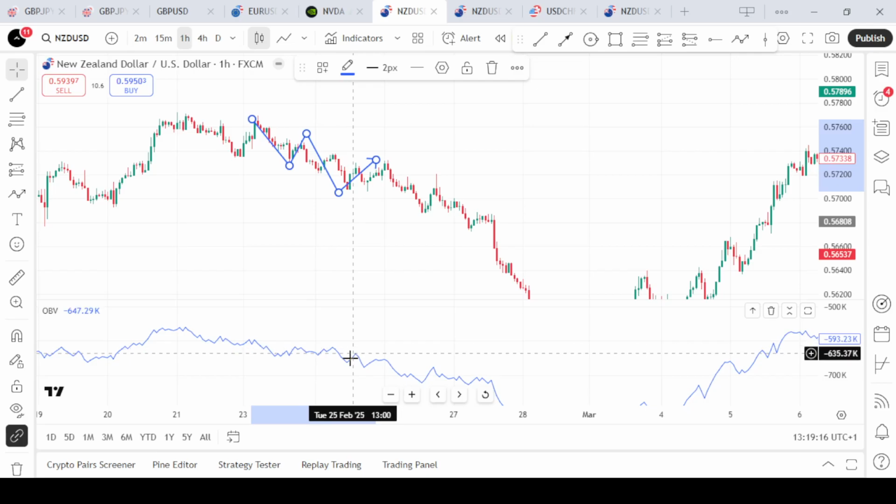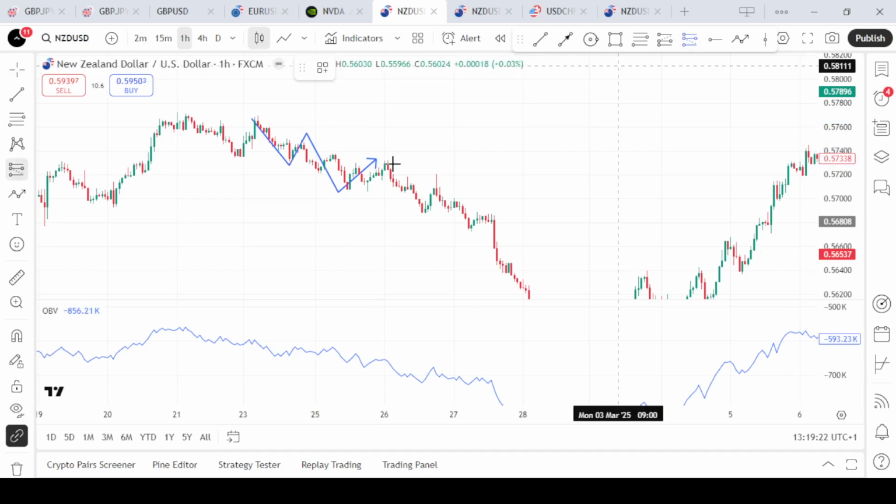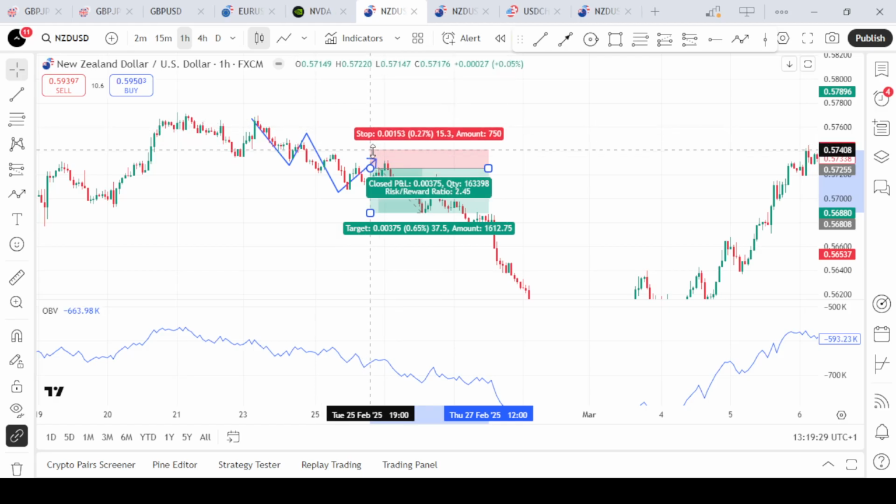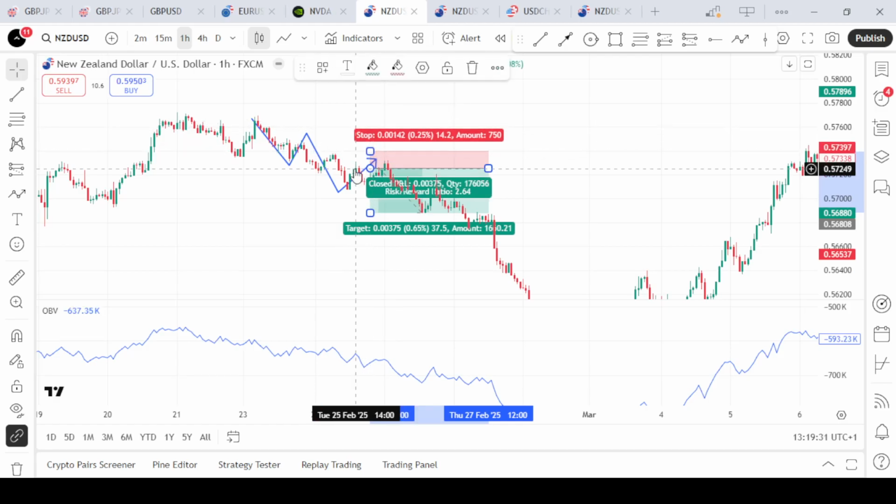So the moment we notice price has made a lower low, and the OBV is making a lower high, this could be a good entry point for us. The moment price continues to the downside, you would want to take your trade at that area. You put your stop loss and your take profit at a good area.